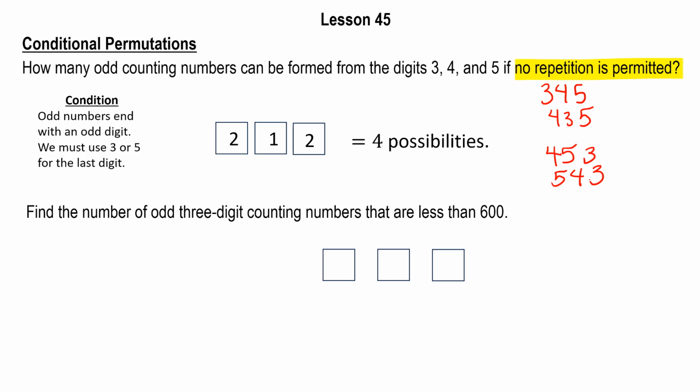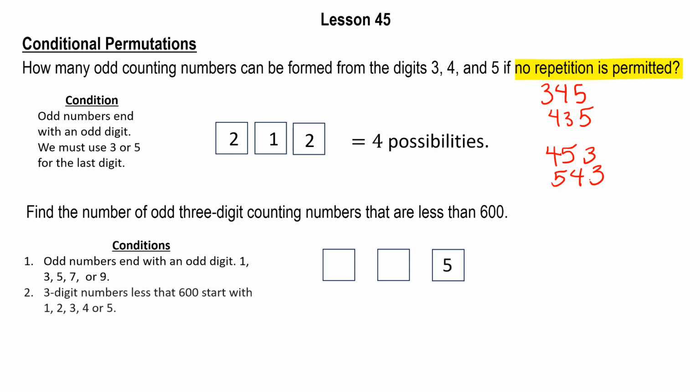Find the number of odd 3-digit counting numbers that are less than 600. So first condition is that we are dealing with odd numbers again. So we can choose from any of the 10 digits that we have, 0 through 9. But since this is an odd number, we have to end it with an odd digit. So there are only 5 of those, 1, 3, 5, 7, and 9. So 5 choices for the third box.